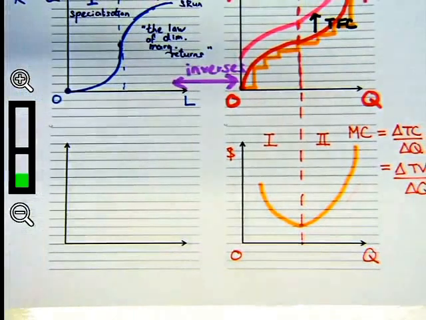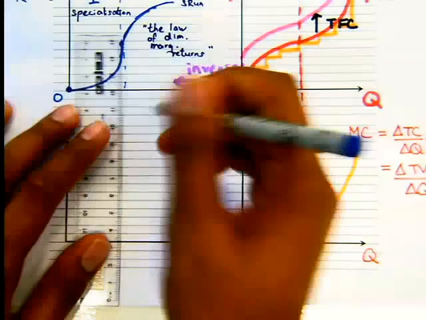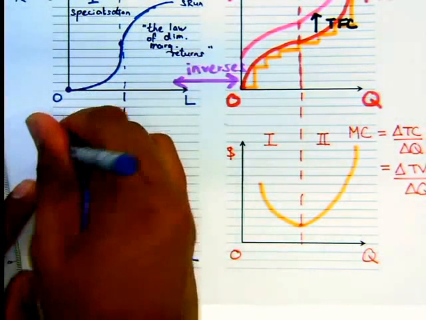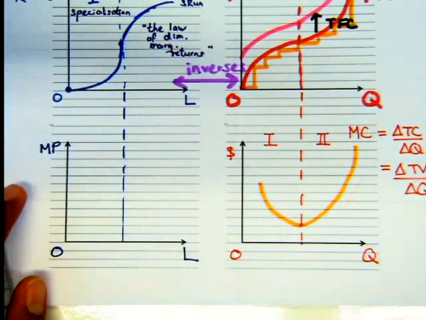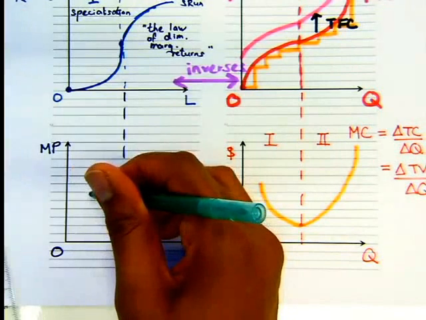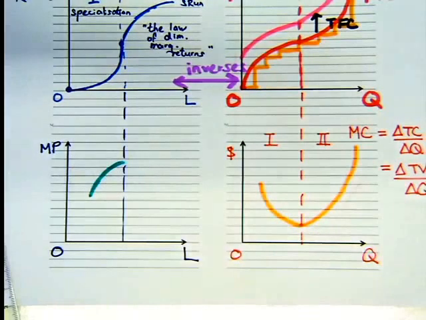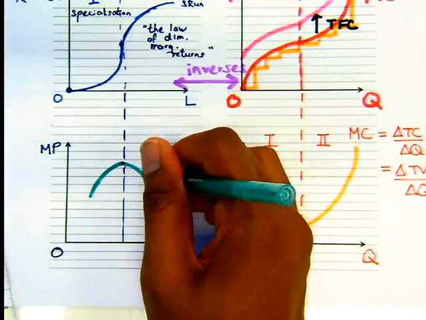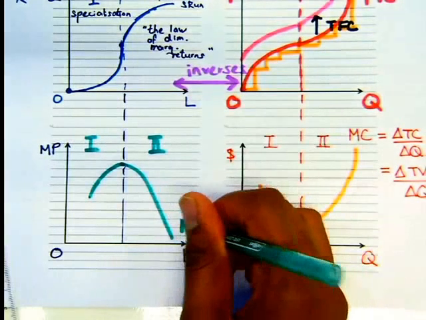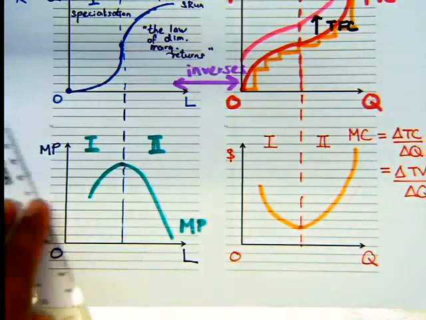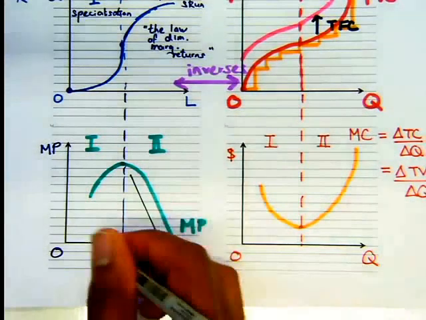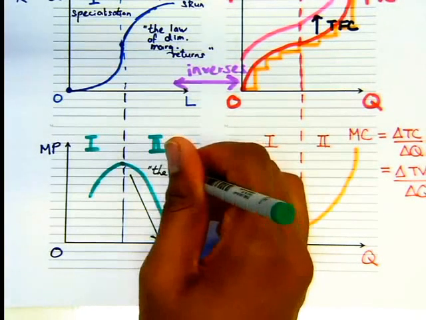Marginal cost is the opposite of what? Marginal cost is the opposite of marginal product. When the marginal cost is going down, the marginal product will go up. When the marginal cost is going up, the marginal product will go down. This is still, again, called the law of diminishing marginal returns.